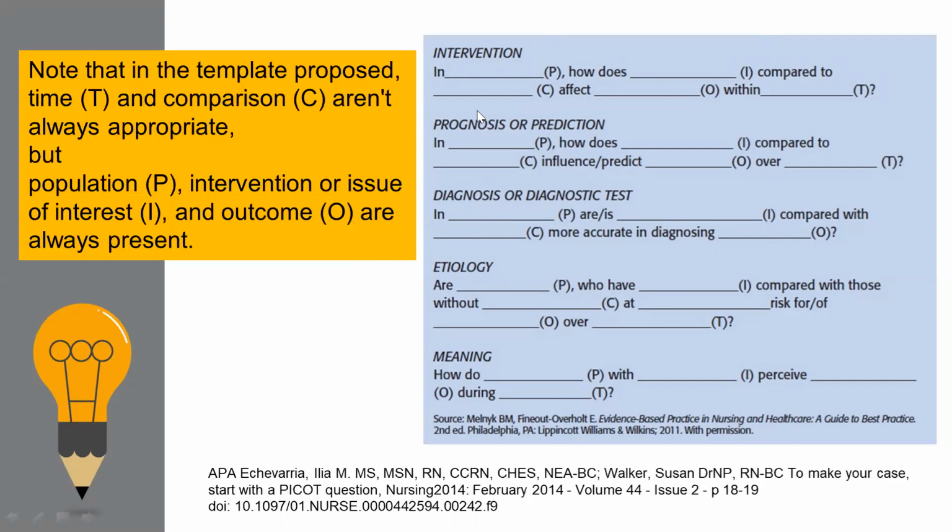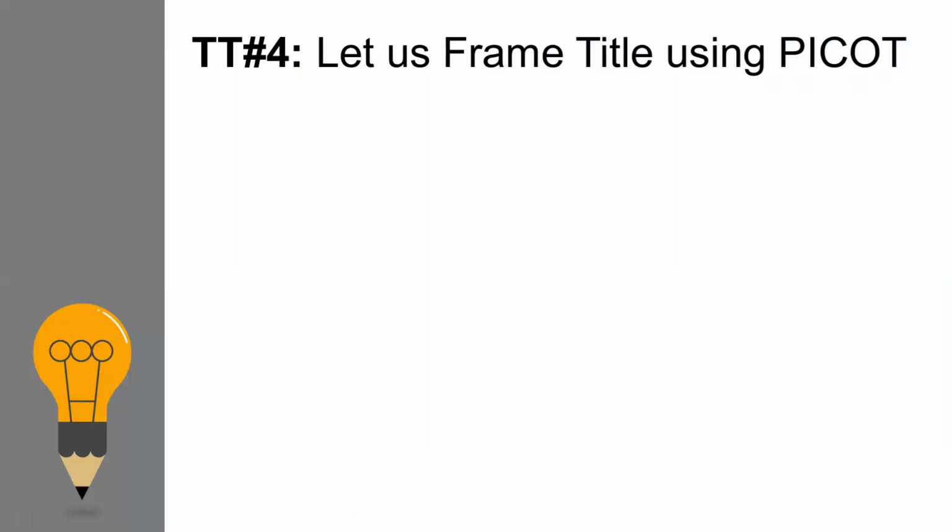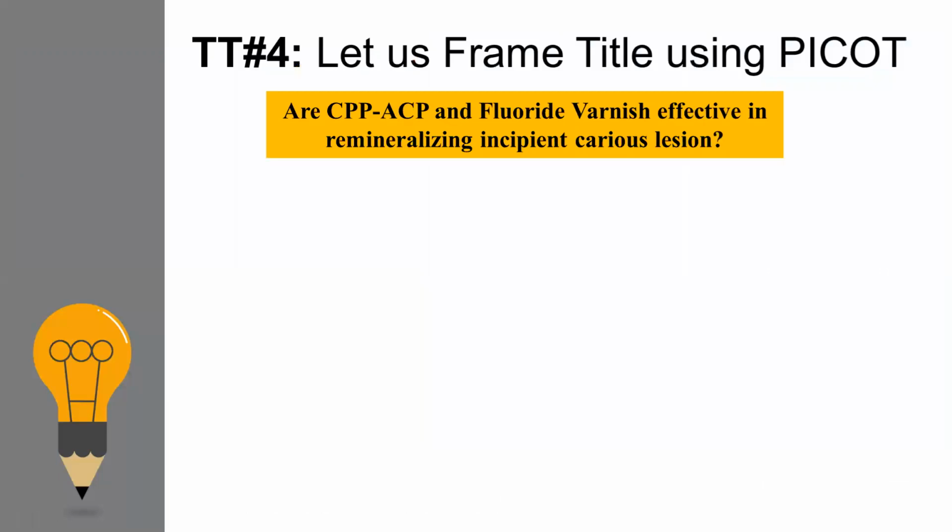Note that in the template proposed here, T you can replace with your type of study when you are formulating your research title. Whereas when we are searching for best evidence, this T gets replaced with time period. But here we are formulating the research title, so T will stand for type of study. So let us frame a title using PICOT. So this is the trick of how to frame it.